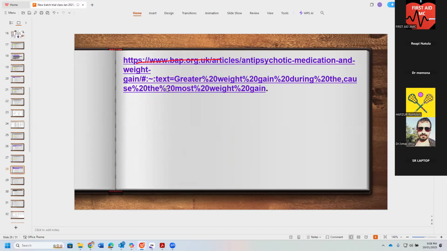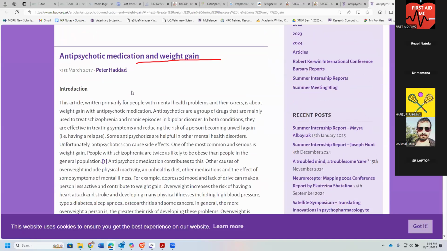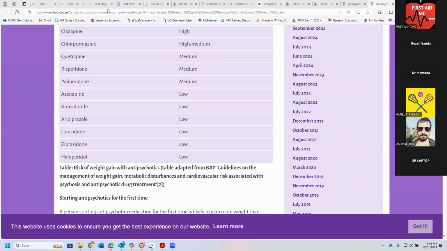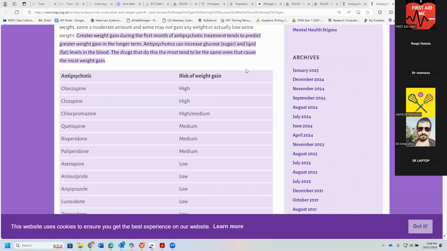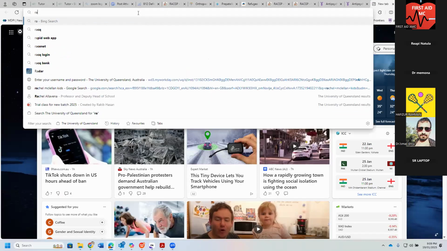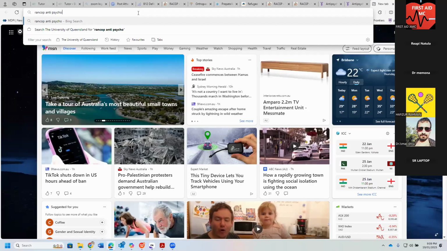Just quickly going back for Dr. Urmi. This one, BAP. You can also, Dr. Urmi, if you write Royal Australian and New Zealand College of Psychiatry, you will find a huge booklet that will have everything written on it. Let me just show you guys that source. Royal Australian and New Zealand College of Psychiatry for antipsychotics.